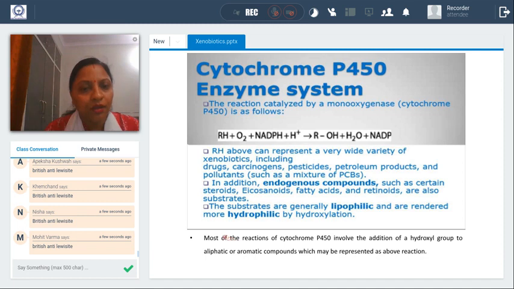various substances. These substances are generally lipophilic and are rendered more hydrophilic by hydroxylation, the process of hydroxylation we have just studied. Most of the reactions of cytochrome P450 involve the addition of a hydroxyl group to aliphatic or aromatic compounds, which may be represented as the above reaction like this: RH plus oxygen, NADPH plus H plus, gives ROH plus H2O plus NADP.